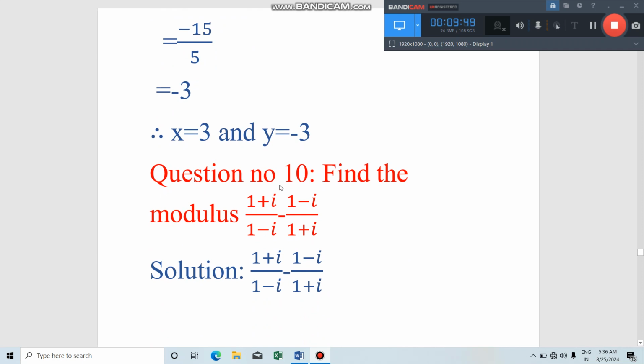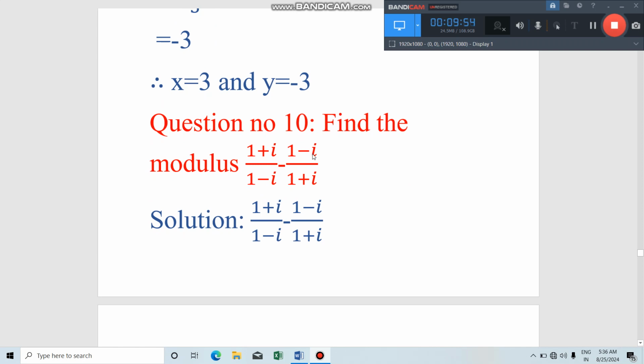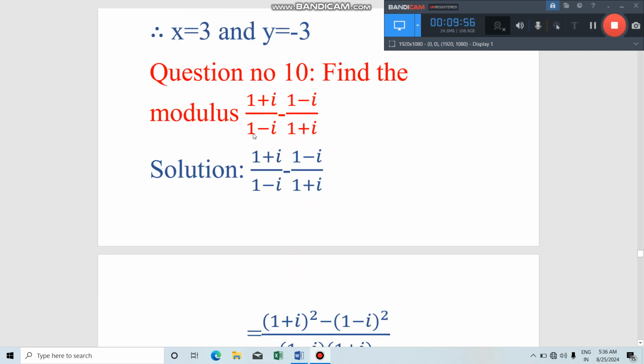Now question number 10. Find the modulus of (1 + i)/(1 − i) − (1 − i)/(1 + i).